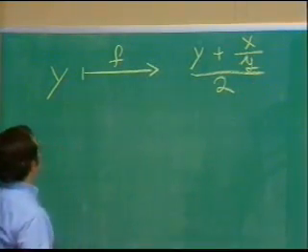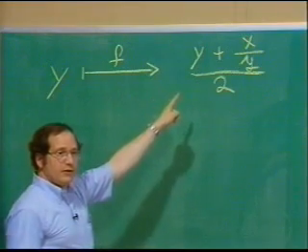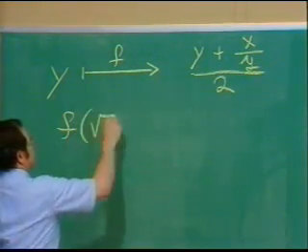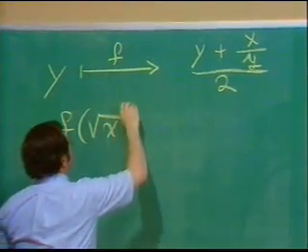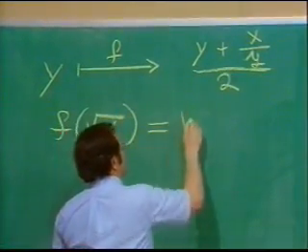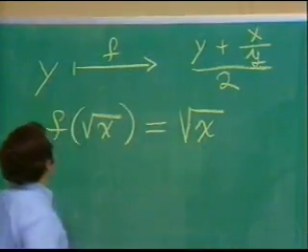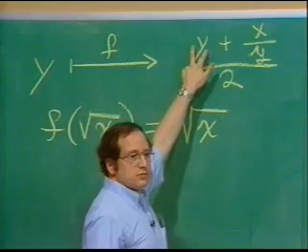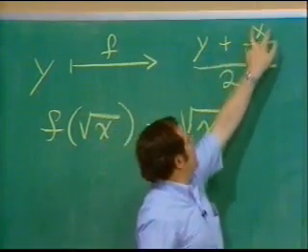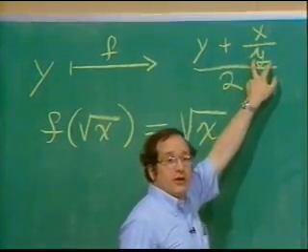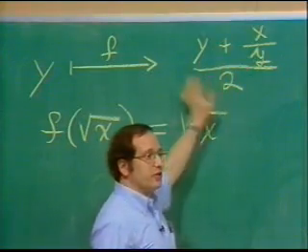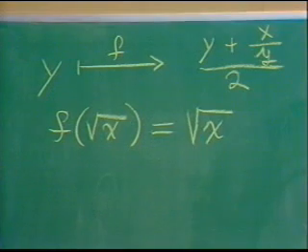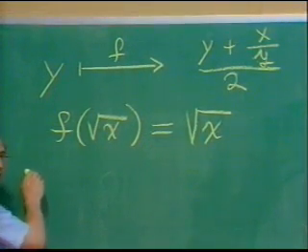One thing you can notice about this function f is that f of the square root of x is in fact the square root of x. In other words, if I substitute the square root of x for y here, I see the square root of x plus x divided by the square root of x, which is the square root of x. That's 2 times the square root of x divided by 2, which is the square root of x. So in fact, what we're really looking for is a fixed point.